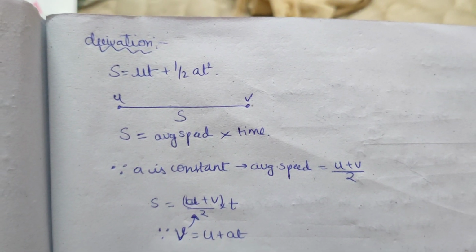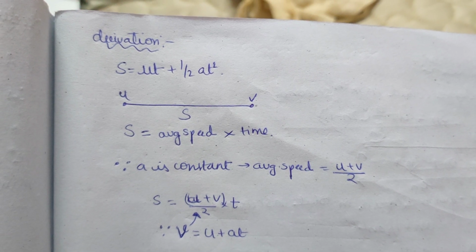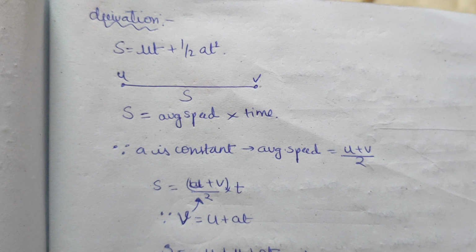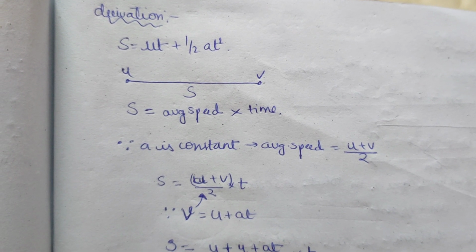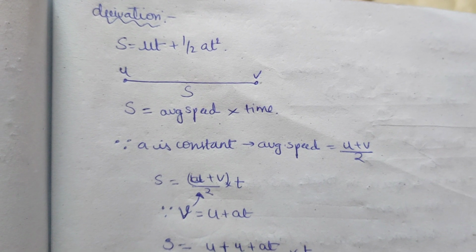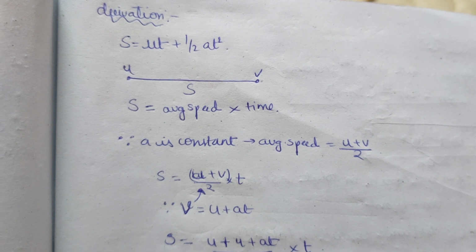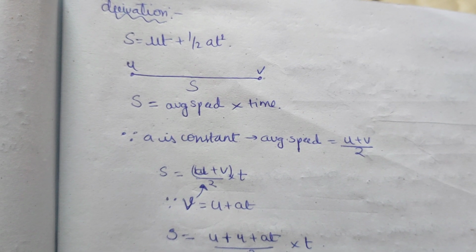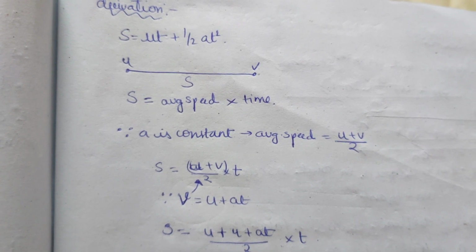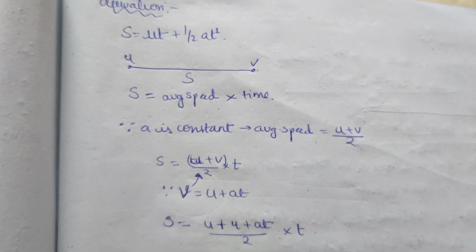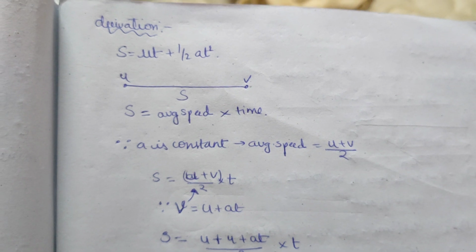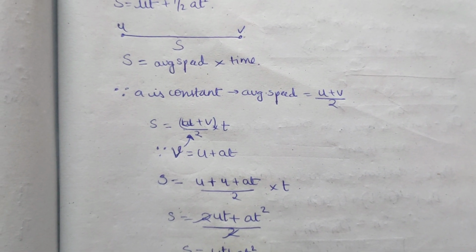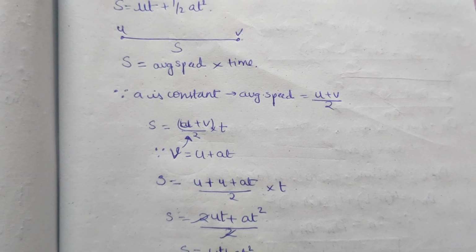Now derivation of the second equation, that is s equal to ut plus half at square. For example, here you can see the case, the line is in straight line motion. It starts with u and ends with final velocity v, and the distance between them is s. So s equal to average speed into time. Since a is constant, average speed equals u plus v by 2. So s equal to u plus v by 2 into t.